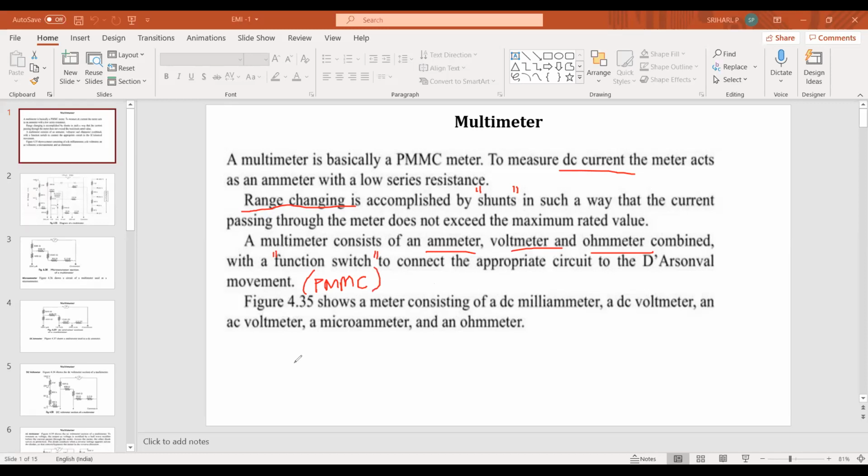From the figure, the upcoming circuit consists of a DC milliammeter, DC voltmeter, AC voltmeter, microammeter, and an ohm meter. All these parts are accomplished in one circuit itself. Therefore, I can treat that circuit as a multimeter here.